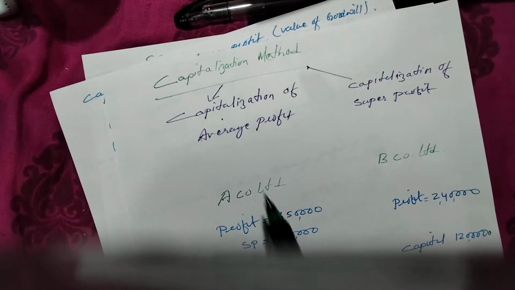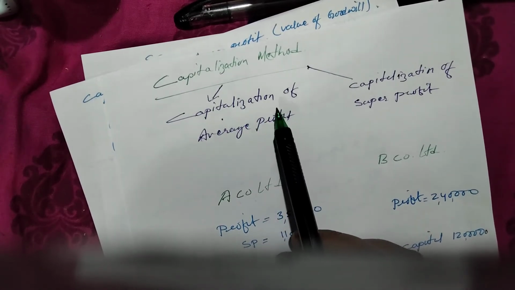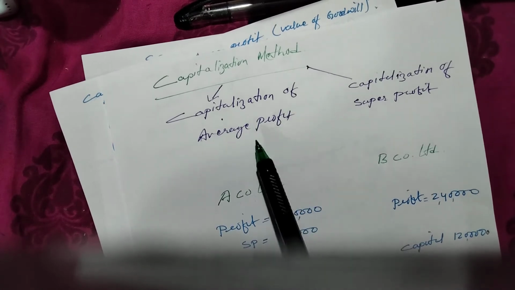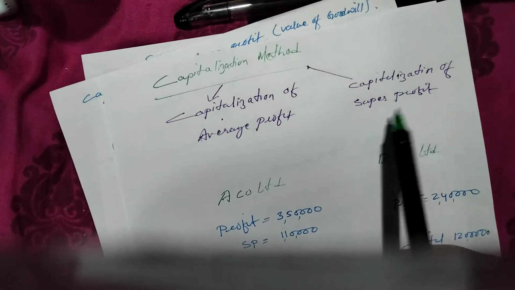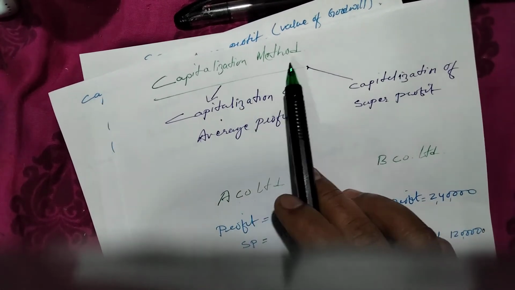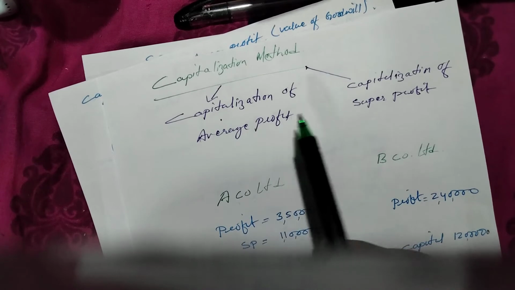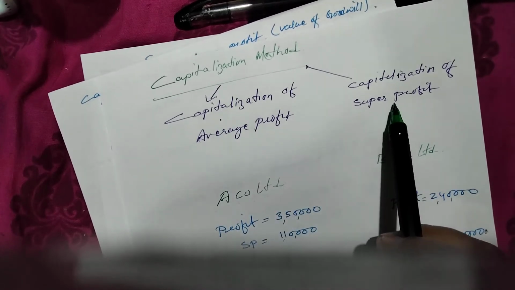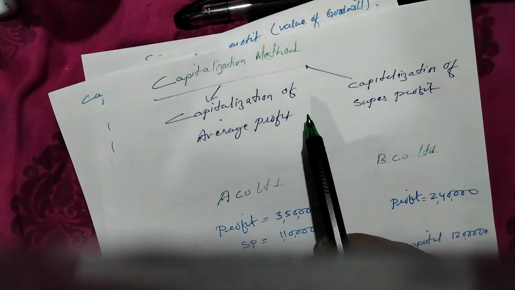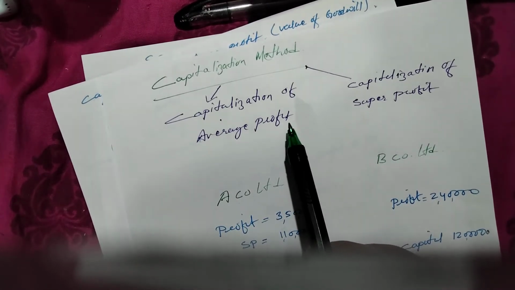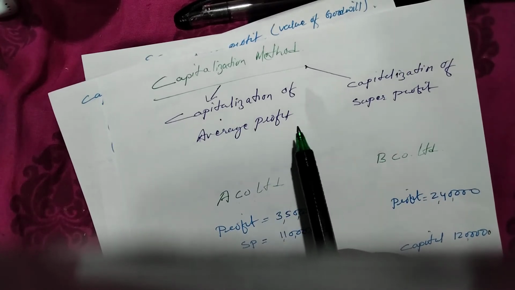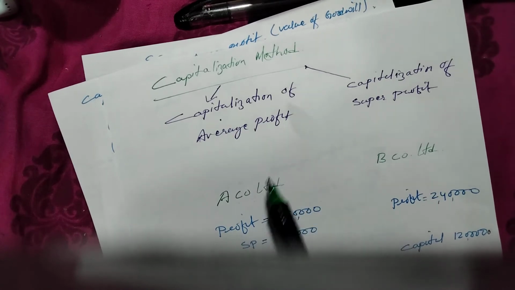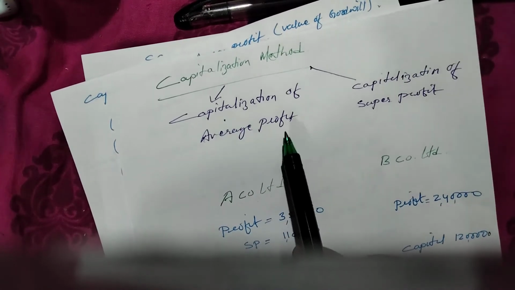As I already told, we have got two types of capitalized value of method of finding goodwill, that is capitalized value of average profit and capitalized value of super profit. So capitalized value of method depends upon the average profit and super profit. So you should know how to calculate average profit and super profit. If you haven't watched the previous videos, please go through them first. If you have already watched, then please ignore those videos and stay with me.